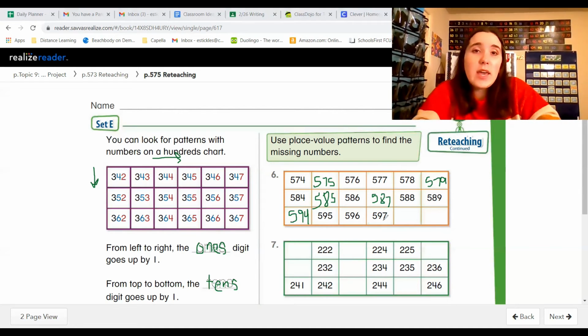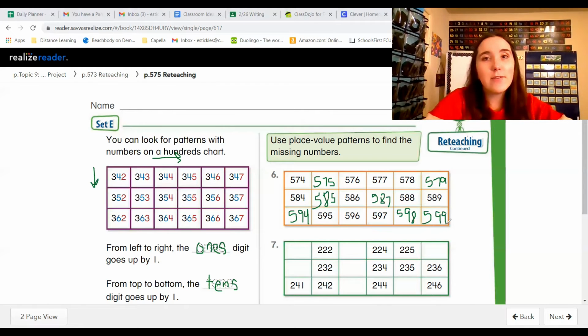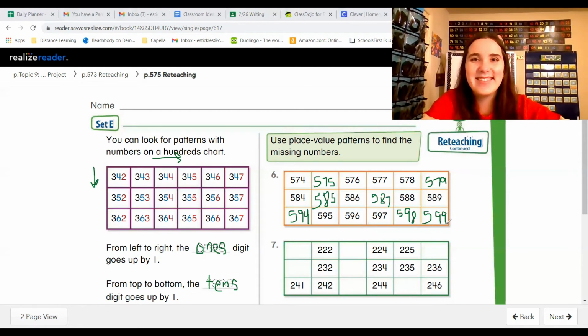And then I can do this any way I want, you guys. I just be very careful. But 597, 598, 599, just like that. I want you to do number 7 all by yourself. Come back to me when you think you got it filled in.